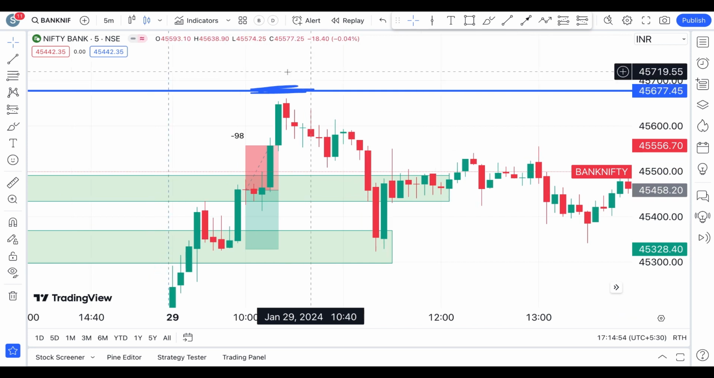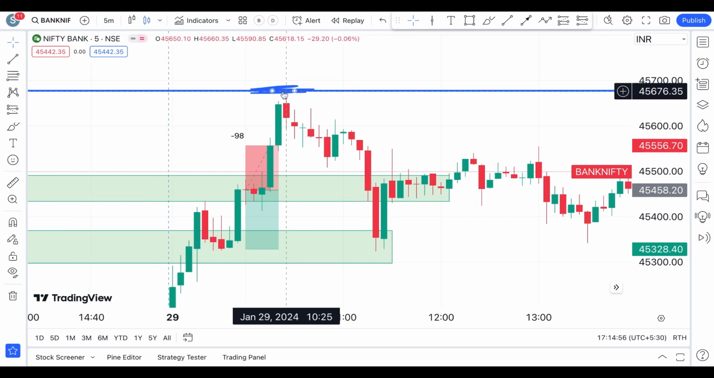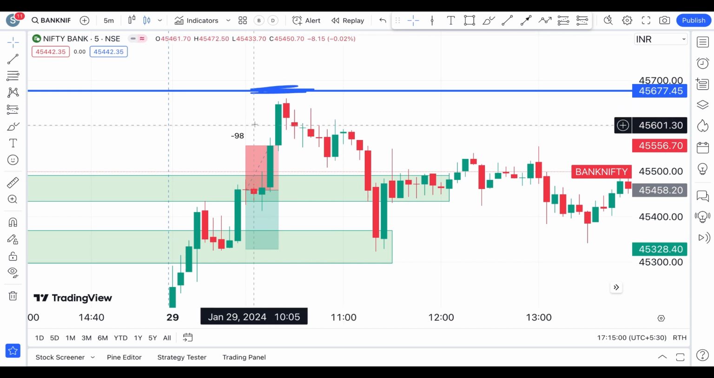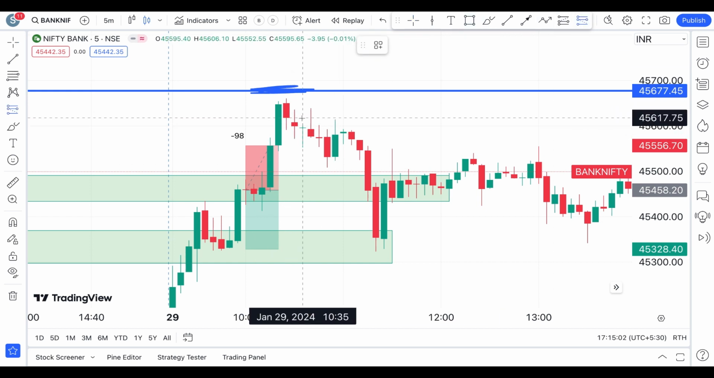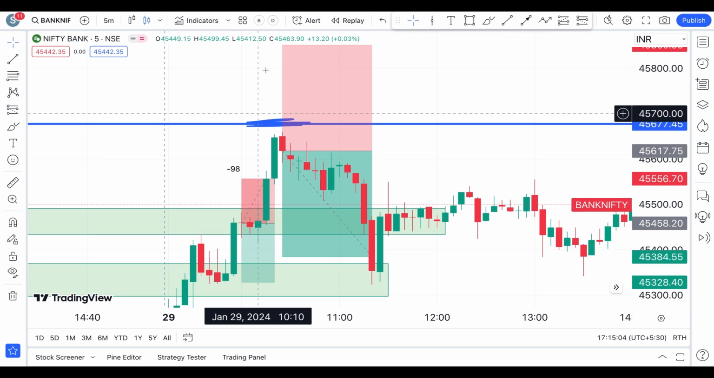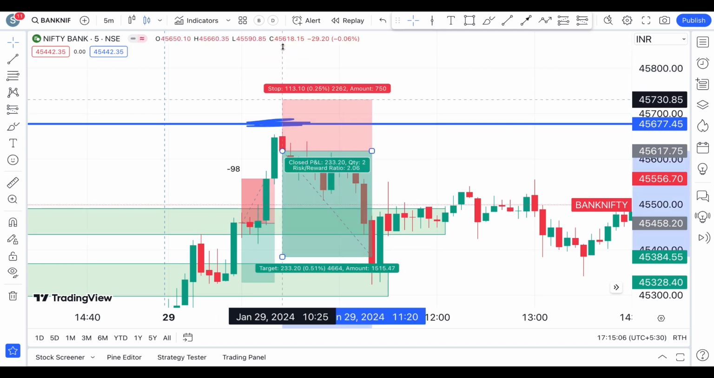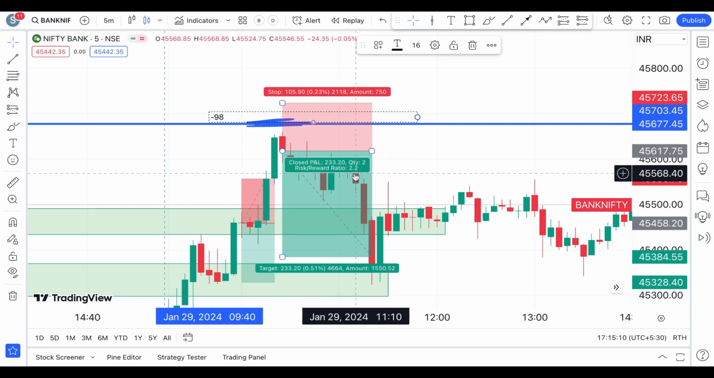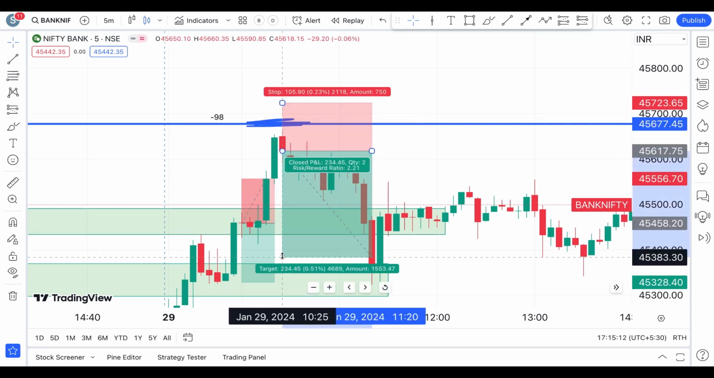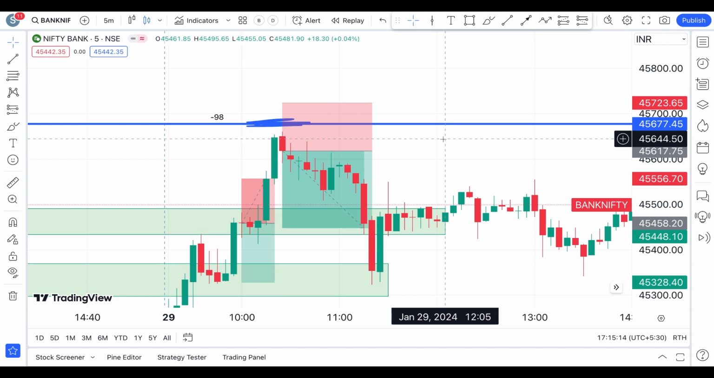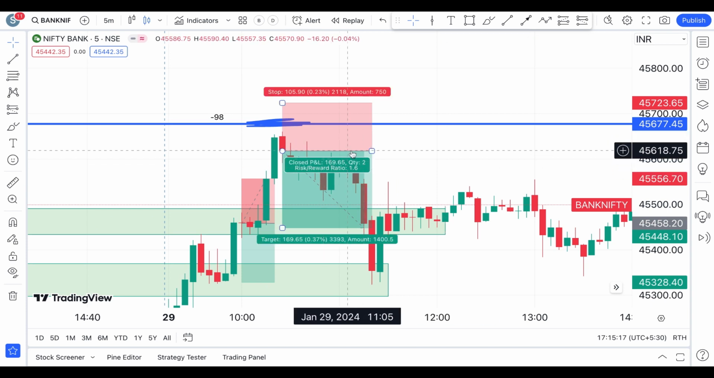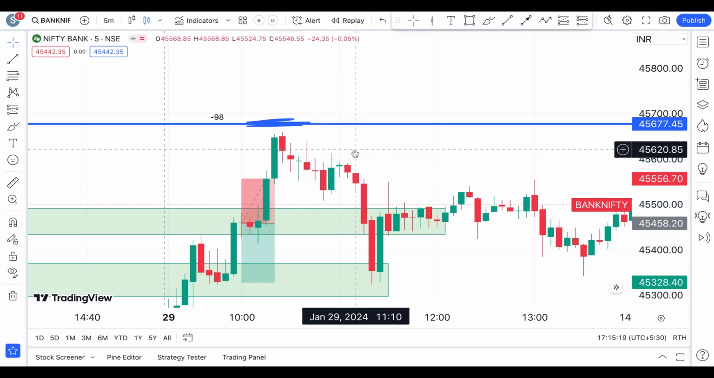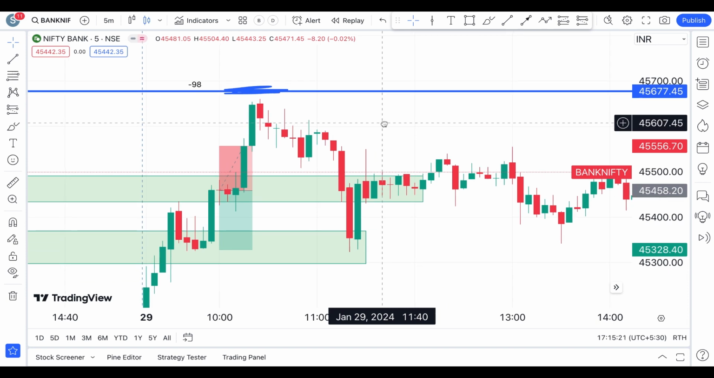But those who were waiting for Bank Nifty to touch this level and then looking for any bearish signals could not have taken this trade. But if you have taken this trade, and if you have put your stop loss somewhere above this high, and then this is your first level on the left. So in this case, this was a profit of 169 points. If you have not taken that, then it's fine, it's okay.